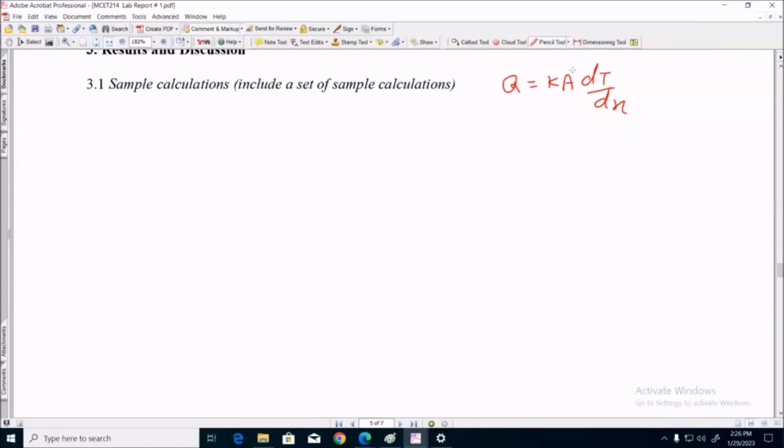So I need to collect one by one. I need to find K. So first I will find the area, which is the simplest. Number one, heat flow cross-sectional area: A is equal to pi by 4 d square.